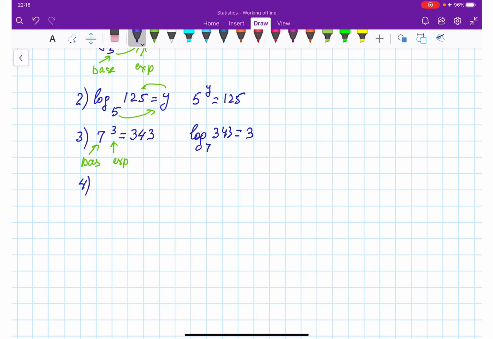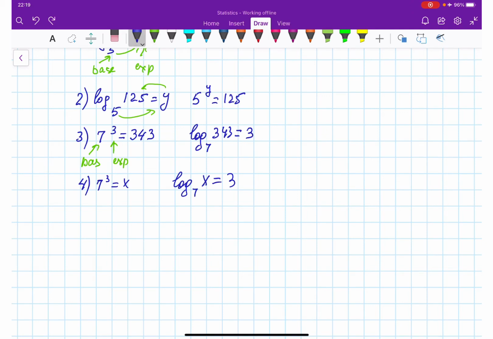Number 4, we get 7 to power 3 is equal x. Okay, to write it in the equivalent logarithmic form, let me go easy. So logarithm, our base is 7, result is x, and this is equal 3, because we need to take 7 raised to power 3, it will be equal x, right?